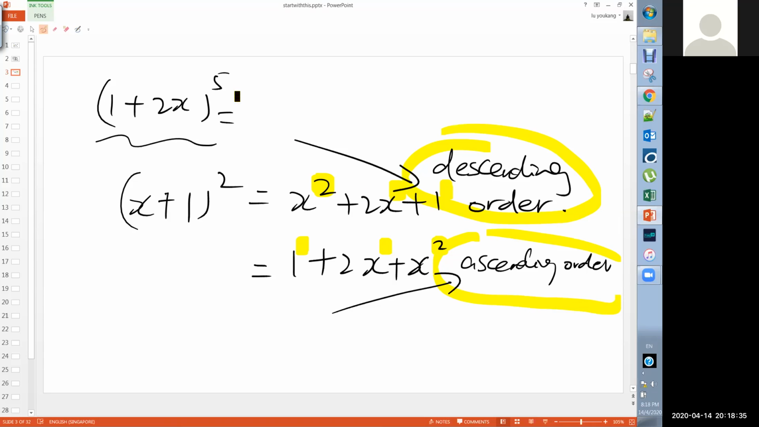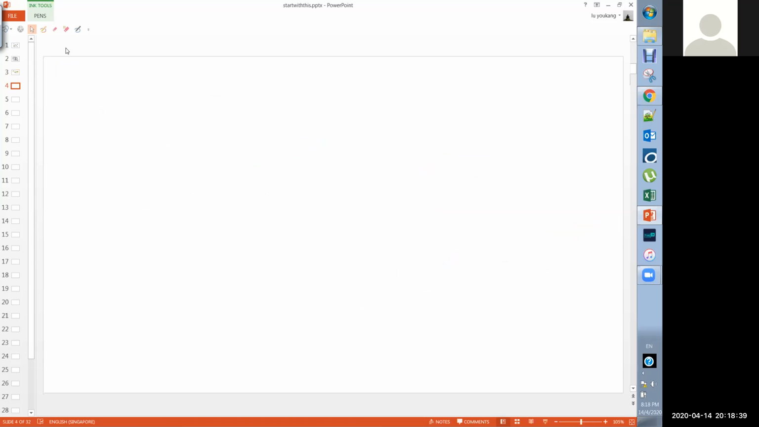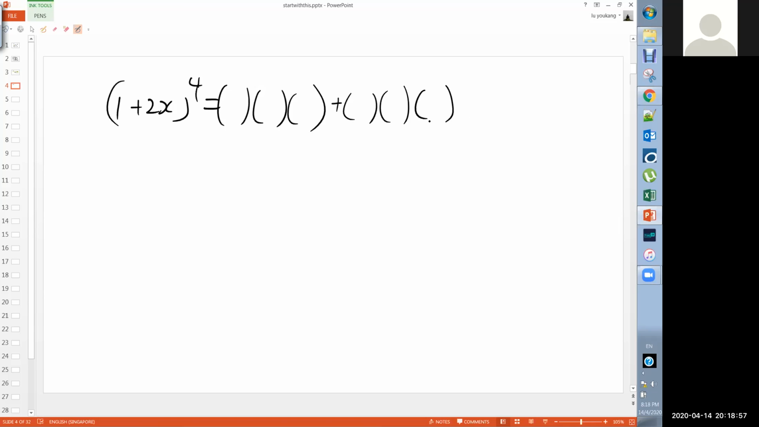Then I will come back to this question. Okay, so let's say I do it on the next page. If I want it to be ascending order, what does it mean? First, determine how many terms you have. You should have 5 terms.